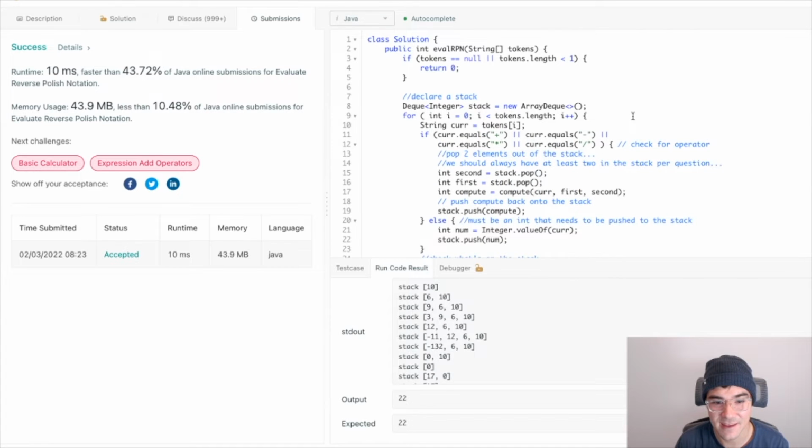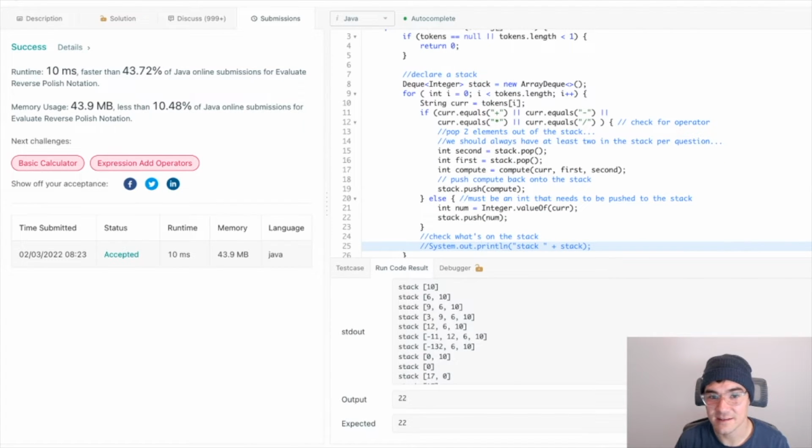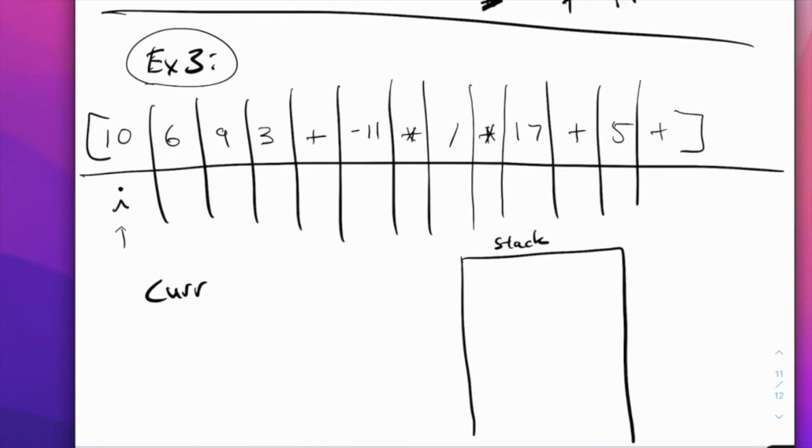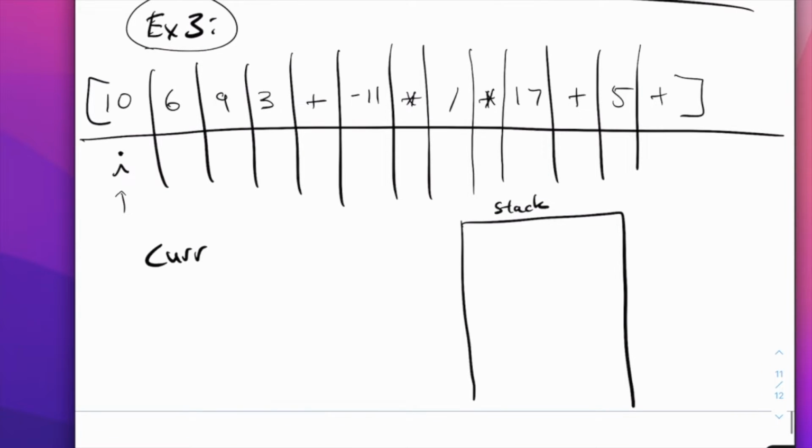So happy about that. Let me do a quick whiteboard explanation of the algorithm, and then I'll walk through the code, and then we'll finish it up. Okay, so here we are with the iPad. I'm going to walk through the solution, and hopefully it makes sense as we go through this. I'm going to walk through example number 3 from the LeetCode description.